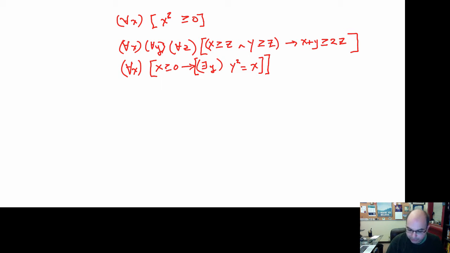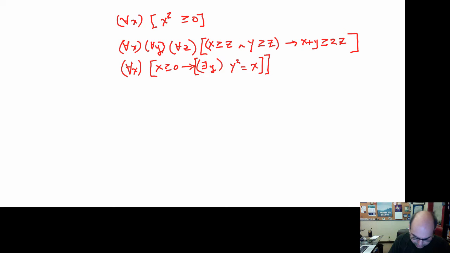Here's another one. For all x, if x is greater than or equal to 0, then there exists a y such that y squared is equal to x. Again, this is true for the real numbers, right? I can always find a y that has this property. We call that y the square root of x. Okay, so let's see what I can do with these three theorems.